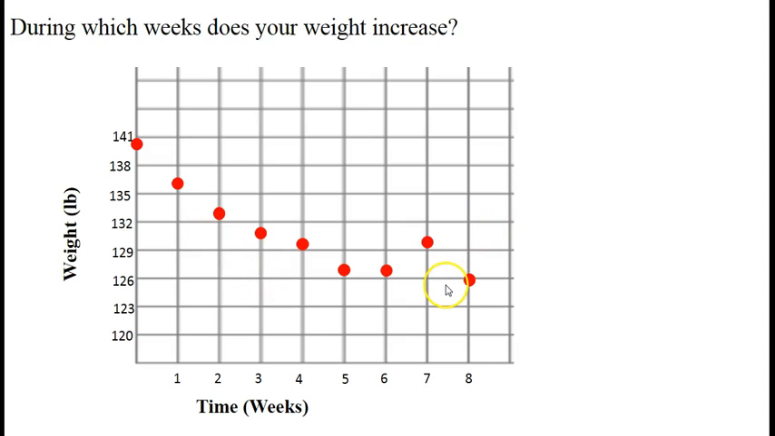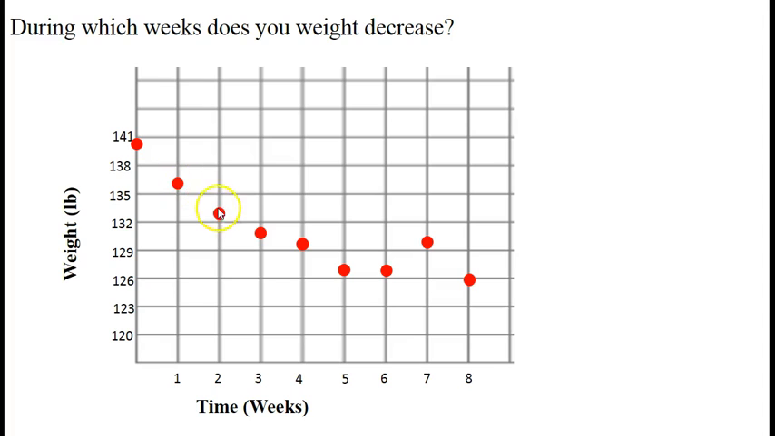To see how the health program is working for you, you decide to analyze your weekly weight changes during the 8-week period. During which week does your weight increase? You can see here that the weight had an increase during the 7th week, because at the end of week 7, my weight was higher. So that is the 7th week.